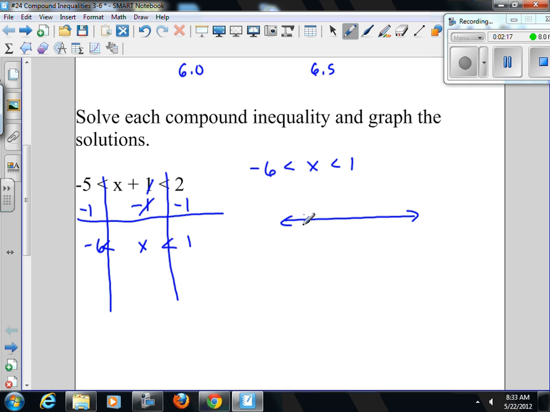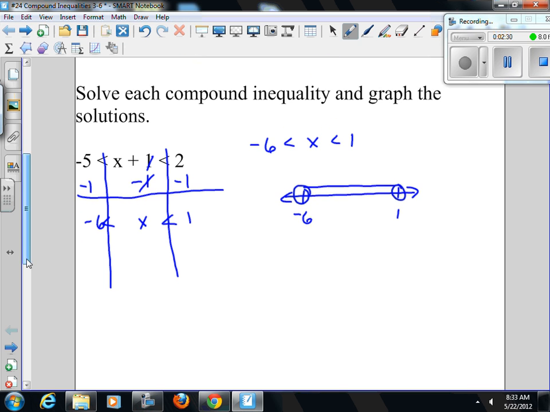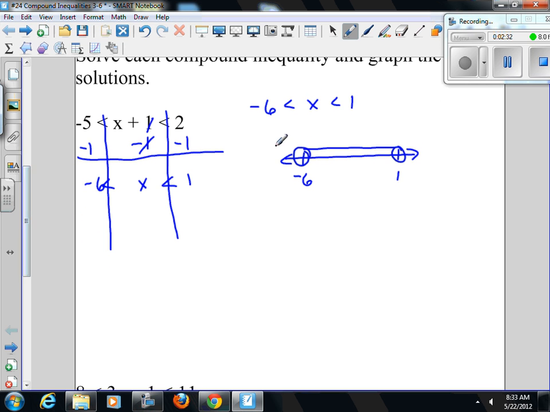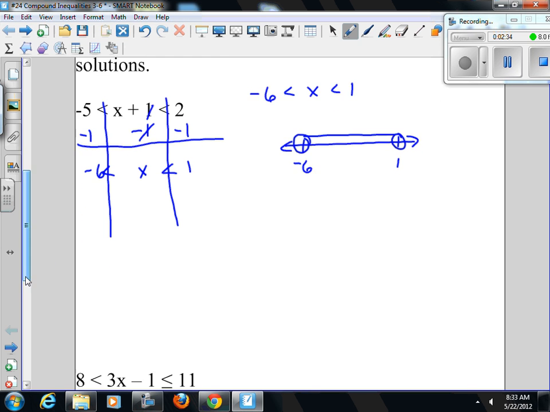Now we're going to graph this. So we have -6 and 1. Now in this case, there are no lines underneath the arrow, so we have open dots. And there we have it. And x falls between them.